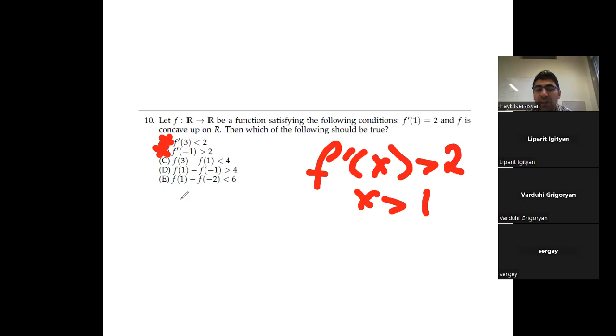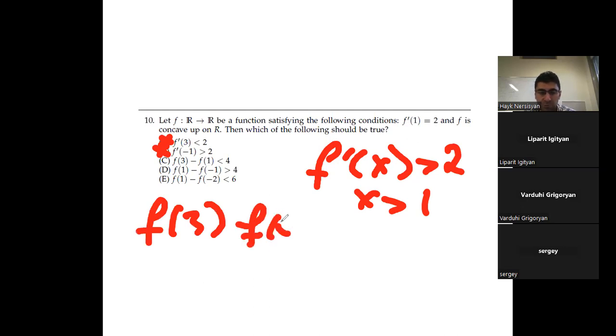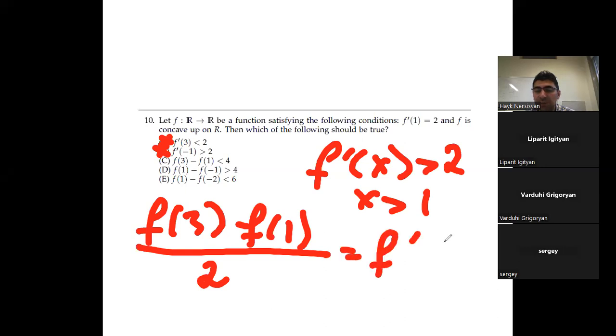I think we can think of mean value theorem. F3 minus F1 divided by 3 minus 1 gives F prime at C, where C is from 1 to 3. From 1 to 3, derivative is greater than 2. So this will be greater than 2. So F3 minus F1 will be greater than 4. D or E.